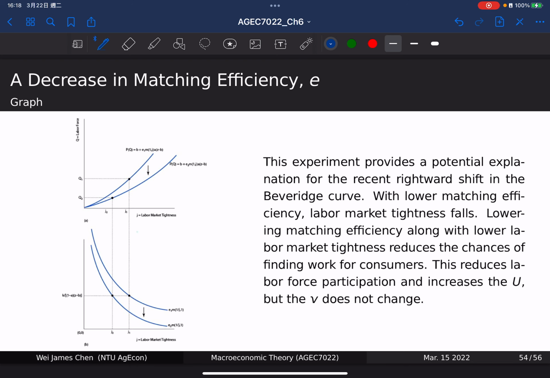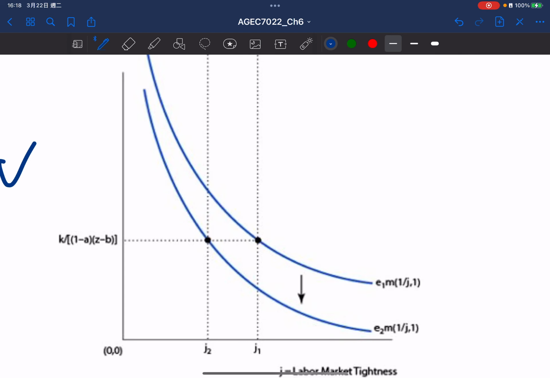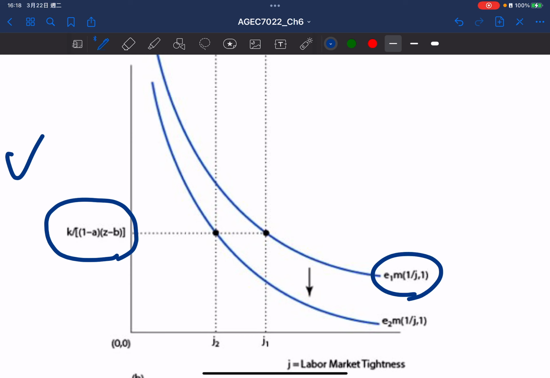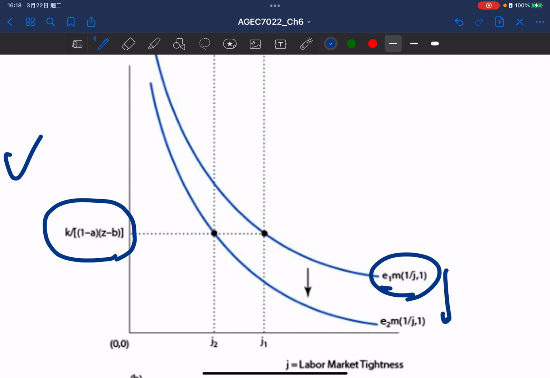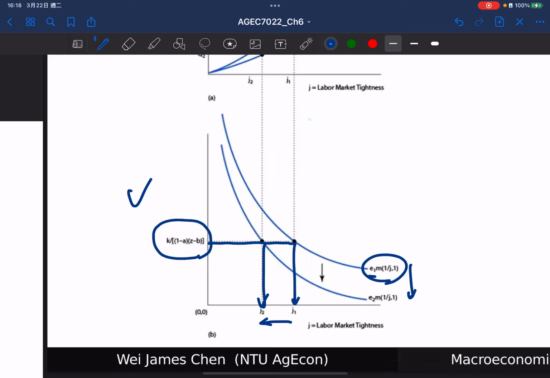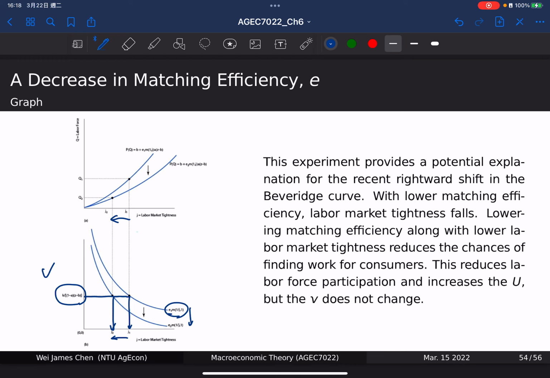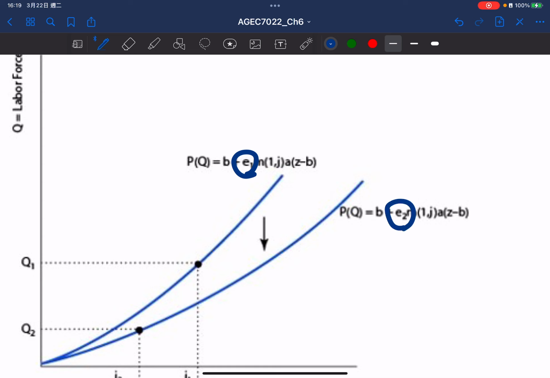Okay. So we're still looking at this graph first. What's key here is that this K divided by (1 minus A) Z times Z minus B, this thing doesn't change at all because it is the efficiency that's changed. E changes. This is a constant that doesn't change. But this thing changed, right? It has an E here. The efficiency is lower, so the whole thing goes down. And given the same level of this constant, it must be the case that the market tightness goes down. And the market tightness goes down here. And also, it has an efficiency here. This thing goes down.